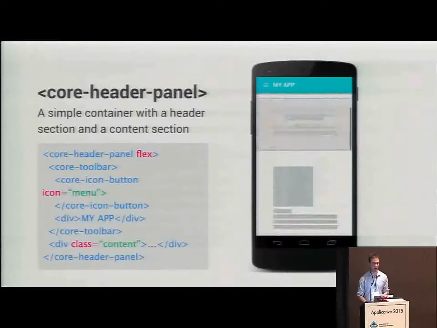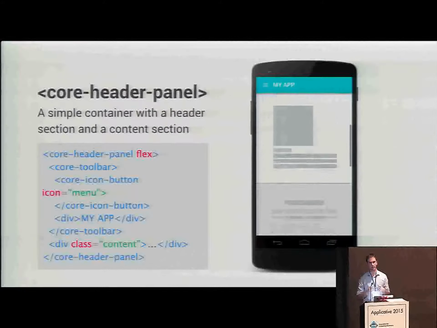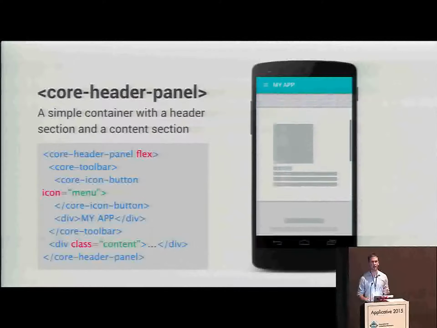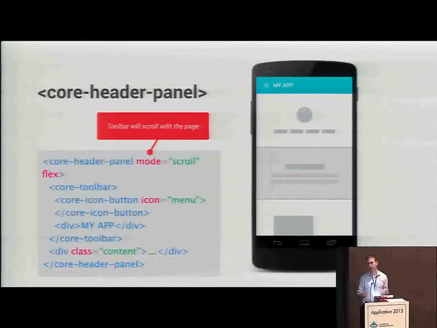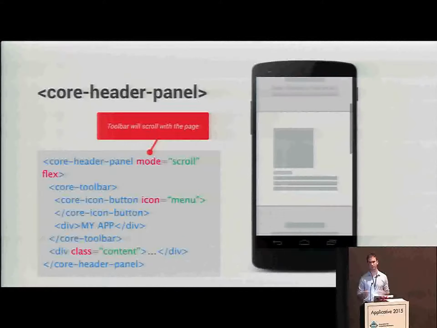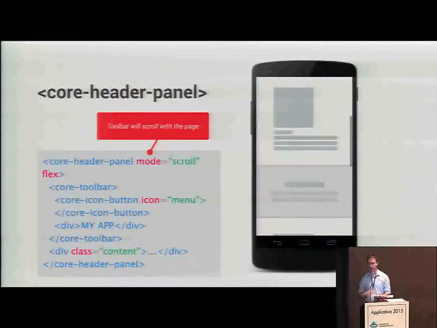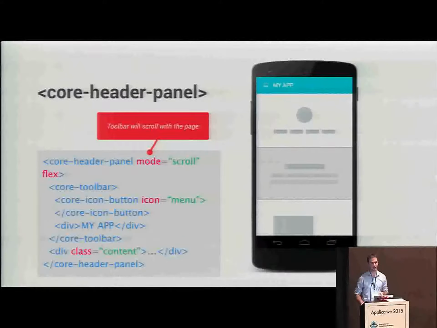What if I wanted to change the behavior slightly? What if I wanted the header to scroll away as I scrolled the page, so I didn't want to pin it like this? That is declarative for core header panel. I say mode equals scroll, and what that'll give me is the whole thing will scroll, so it won't pin the header. Again, I didn't have to write any CSS. I changed it purely declaratively. You know exactly what this does just by reading through it. Really easy to use, and it's all encapsulated inside of core header panel.